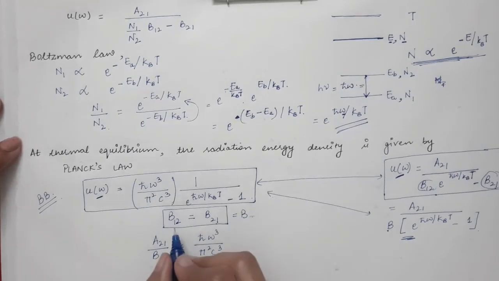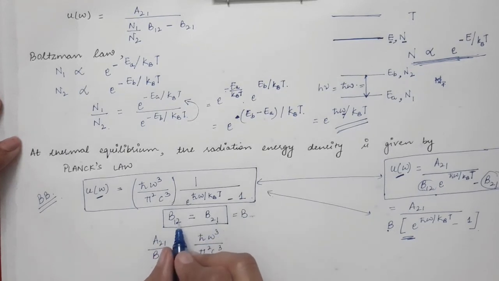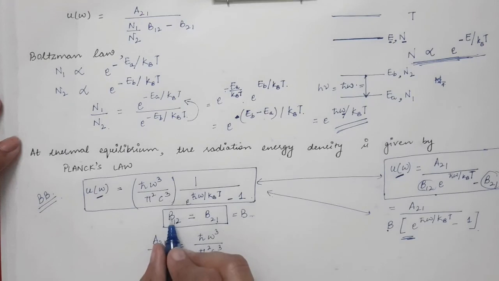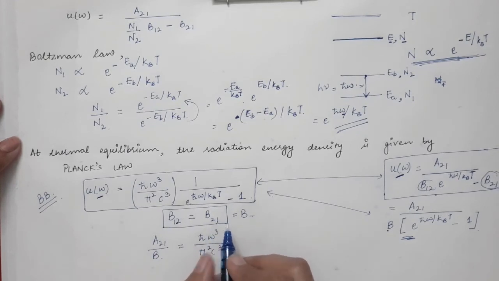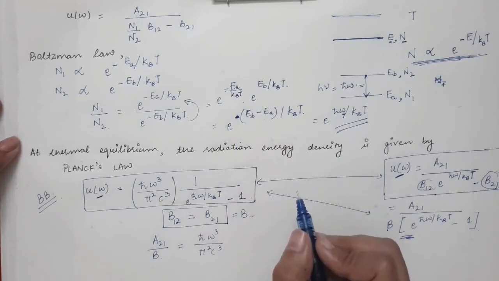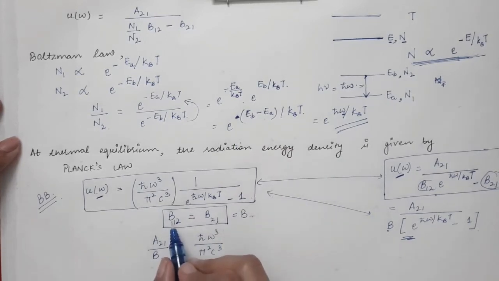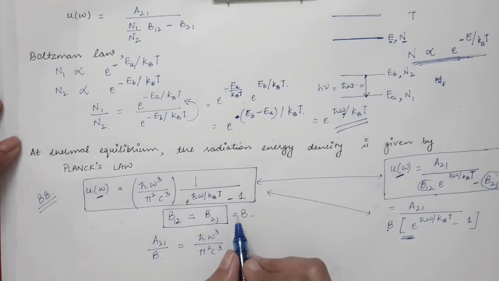So over here we have B12 is equal to B21. B12 is nothing but the probability of stimulated absorption from first level to the second level. So this is the probability of stimulated absorption, and this B21 is the probability of stimulated emission. So this whole derivation has been done at thermal equilibrium. So at thermal equilibrium, the probability of stimulated absorption is exactly equal to that of the stimulated emission.